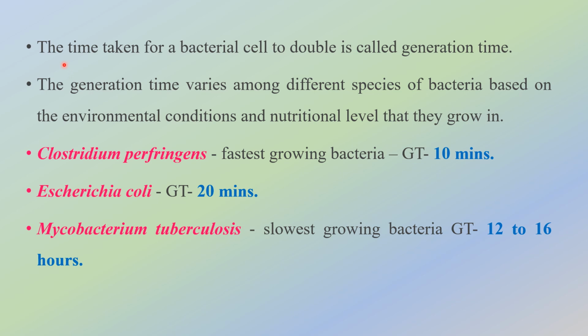The time taken for the bacterial cells to double in number is called the generation time of bacteria. The generation time varies and depends on the species of bacteria, the nutritional content of the medium, and environmental conditions. For example, Clostridium perfringens is a fast growing bacterium, so it takes 10 minutes to reach doubling. For E. coli, Escherichia coli, the generation time is 20 minutes. The slowest growing bacterium, Mycobacterium tuberculosis, takes 12 to 16 hours to reach the generation time.